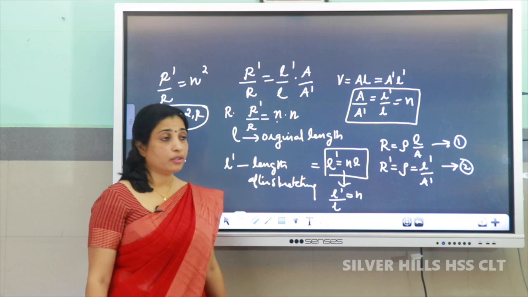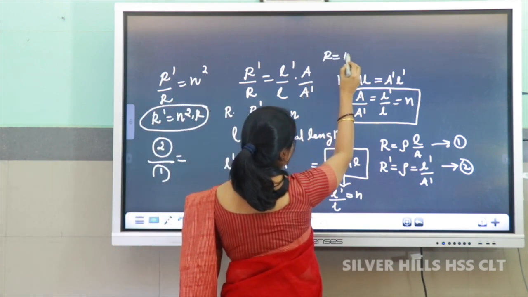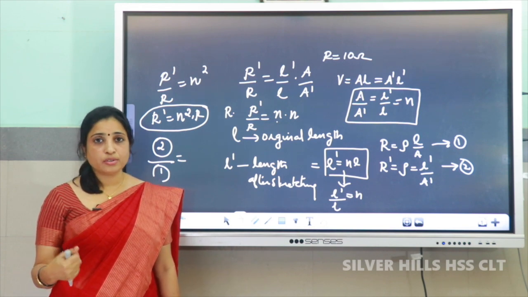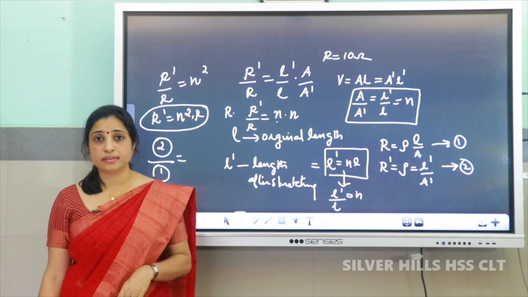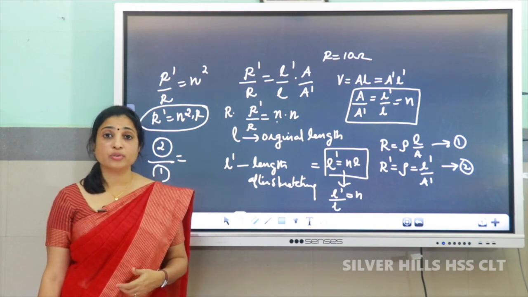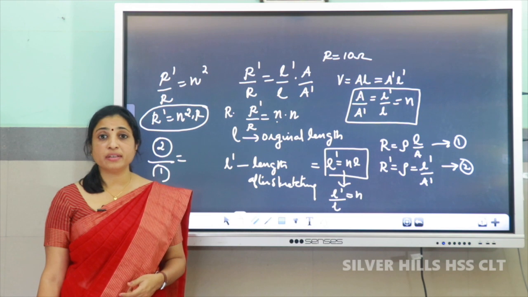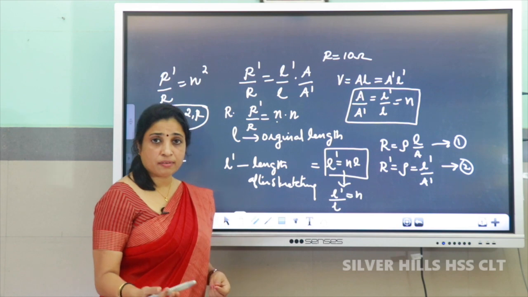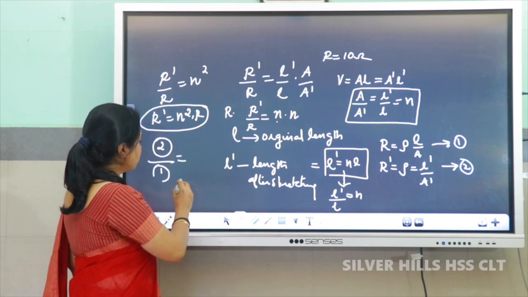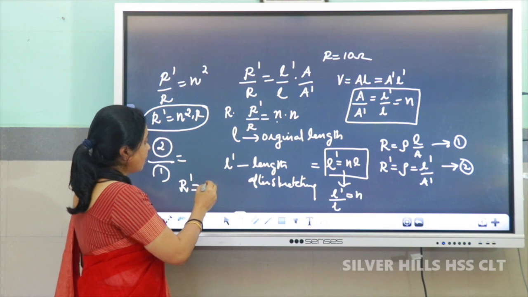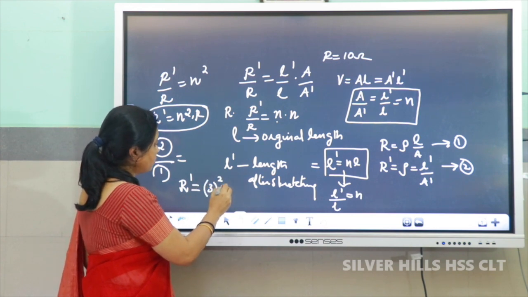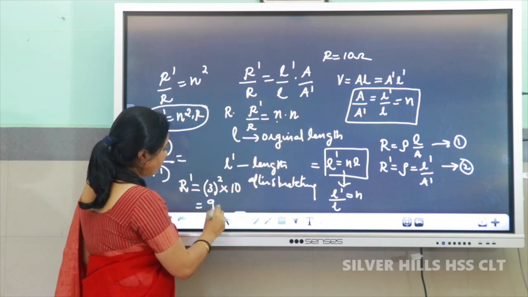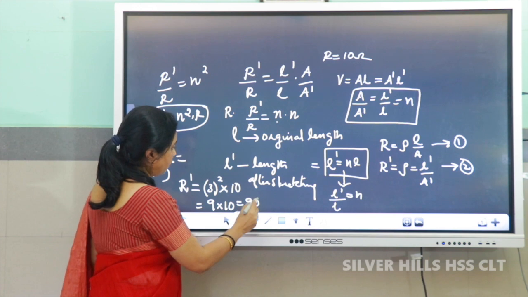Suppose you have a wire of resistance R is equal to 10 ohm. You are stretching it to 3 times its initial length. So in the place of n you will have 3, that is L dash will be equal to 3L. The new length will be 3 times the initial length. So the new resistance you can very well find out using this equation, that is new resistance R dash is equal to n square, that is 3 square into the initial resistance, which is given to be 10 ohm, which is equal to 9 into 10, which is equal to 90 ohm.